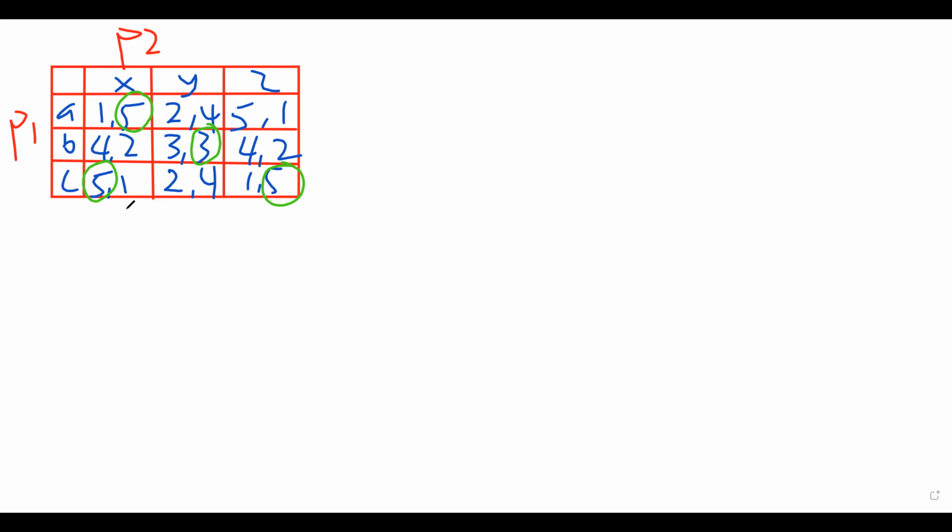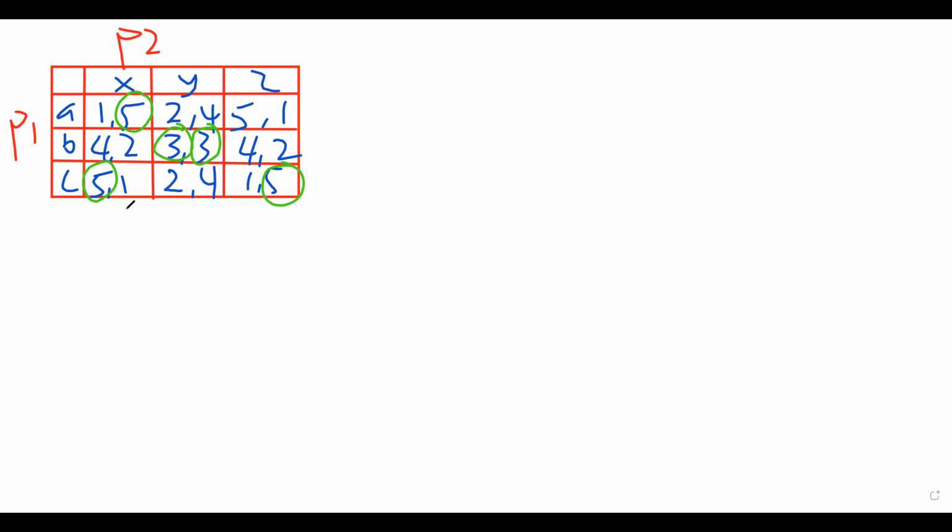Now, what if player 2 goes for Y? What will 1 do? 1 will go for what? If player 2 goes for Y, 1 will go for B, which is 3. Excellent. So you go for B, which is 3. That's correct, because the other 2 and 2 will not help.